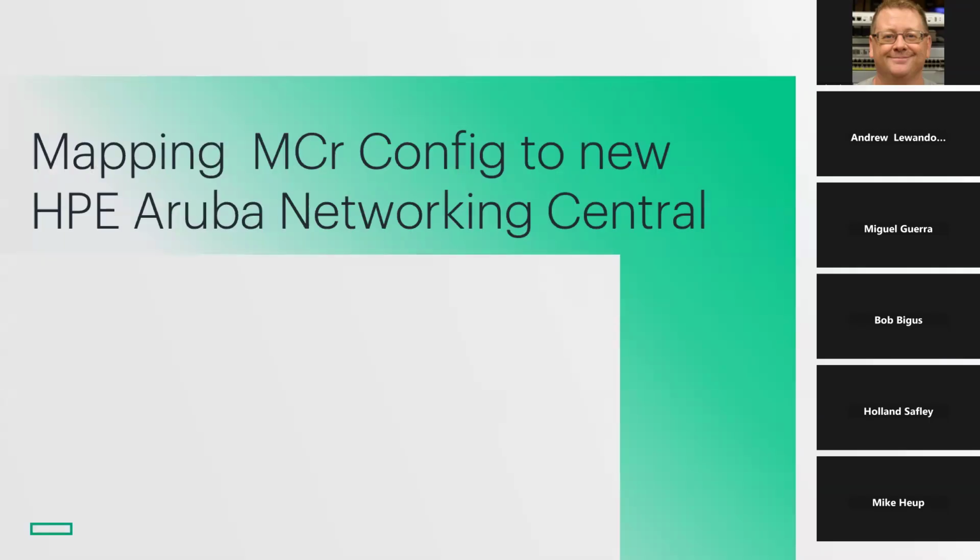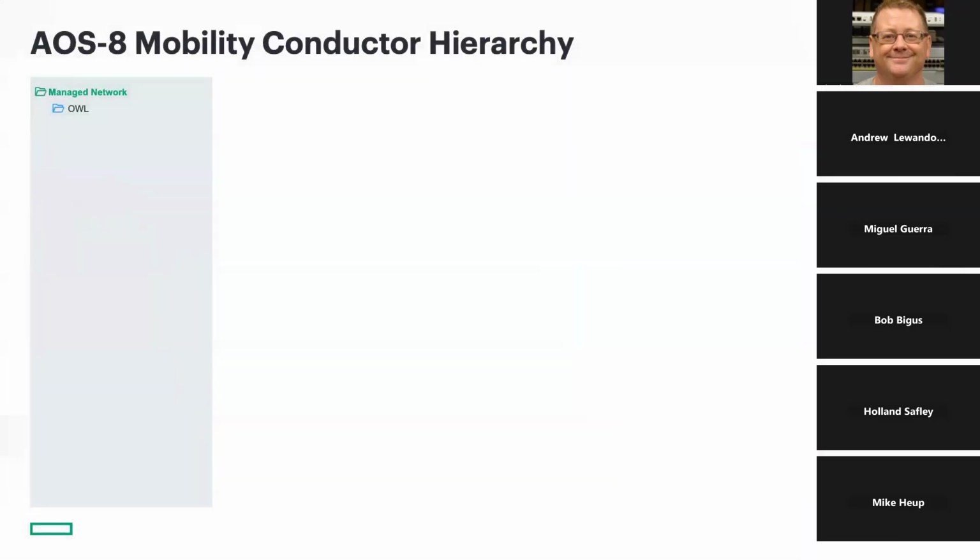So now let's map some of this configuration from AOS8 to AOS10 in New Central. So this on the left should be a familiar image. This is an example of a global company that we use in the VSG. We named it Orange Widget Logistics, OWL for short.